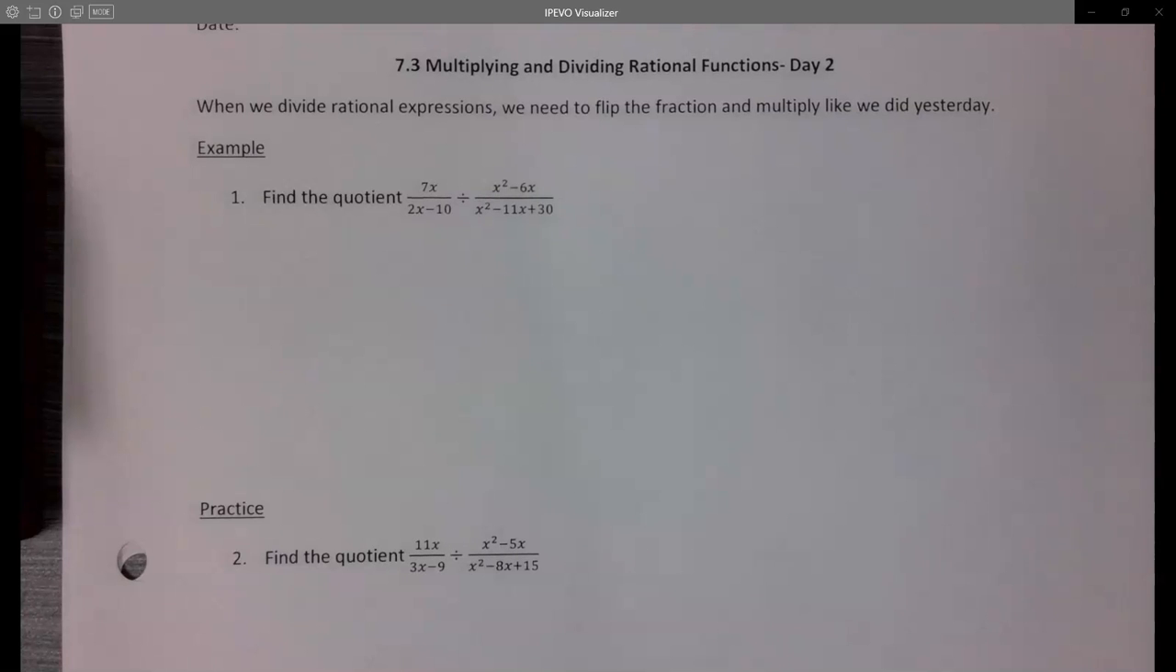So today we are dividing rational functions. Friday we were multiplying. So once I get my projector turned on, we'll be working on that.